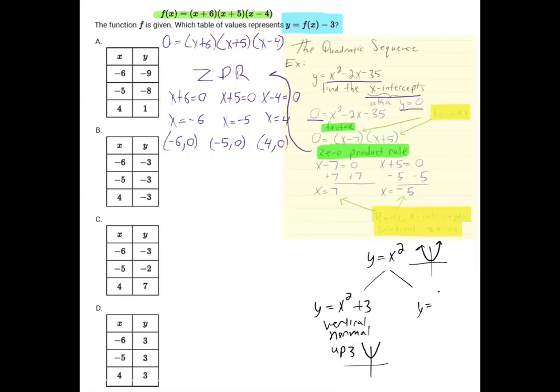But if we add it on the inside, that's a horizontal shift, and horizontal shifts are not normal, they're backwards. Normally, positives to the right and negatives to the left, but this is backwards. So here, positive would be to the left. So our parabola would be going left 3 now.